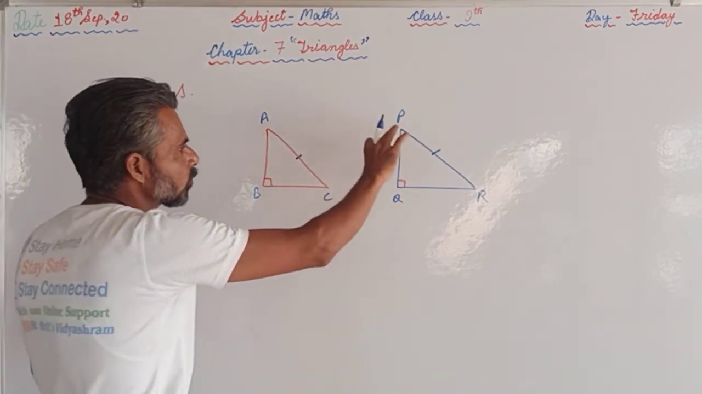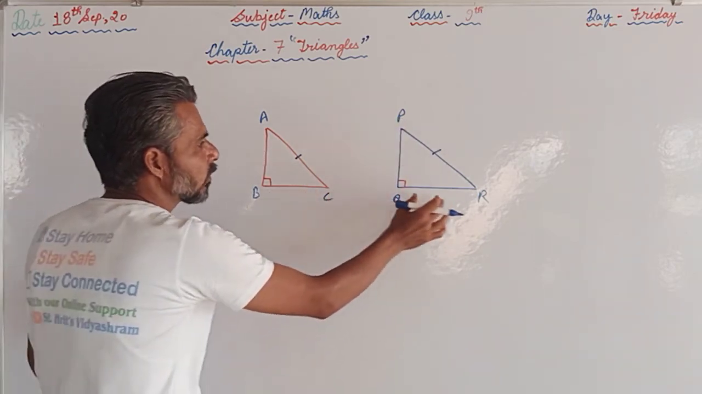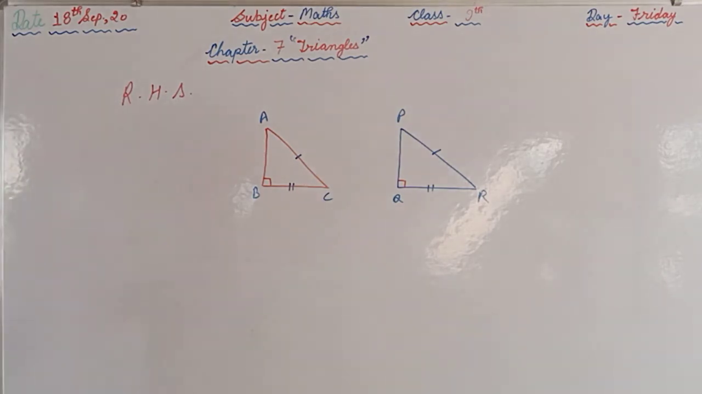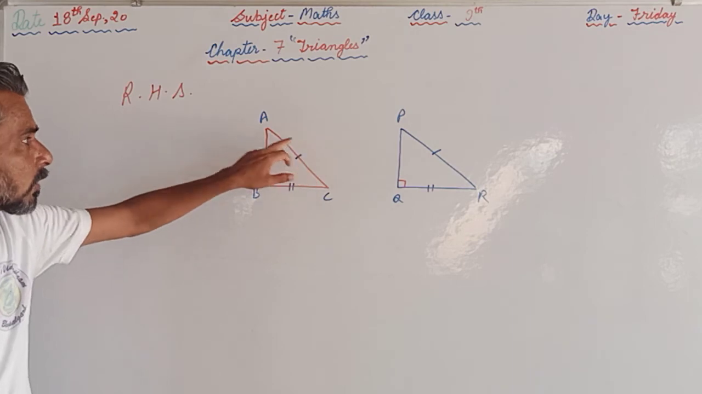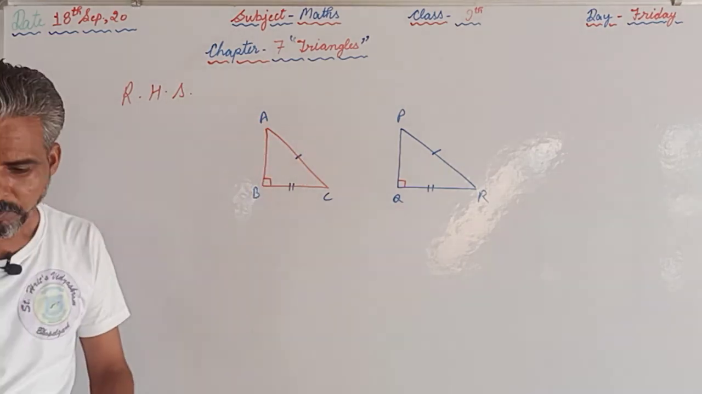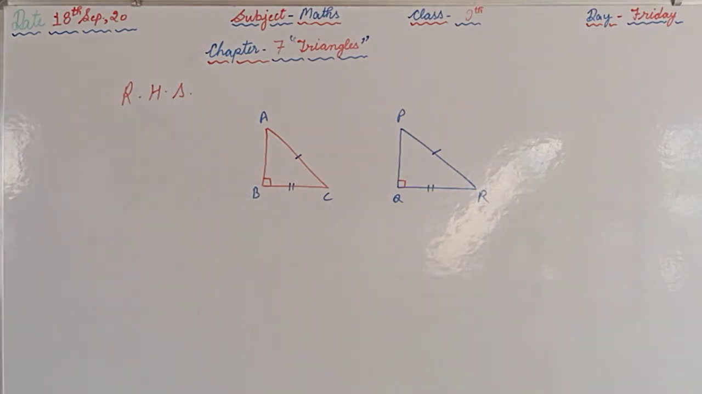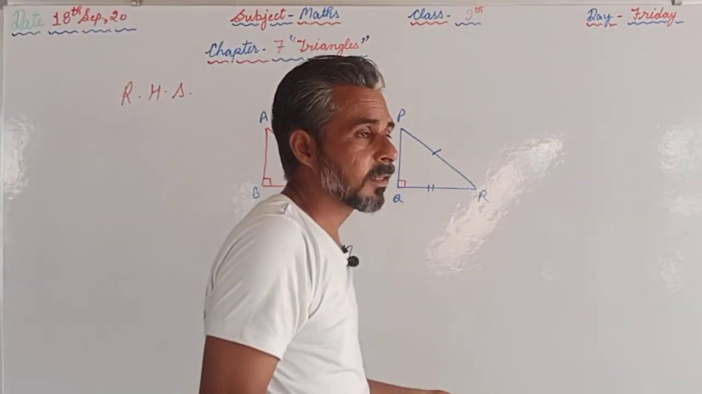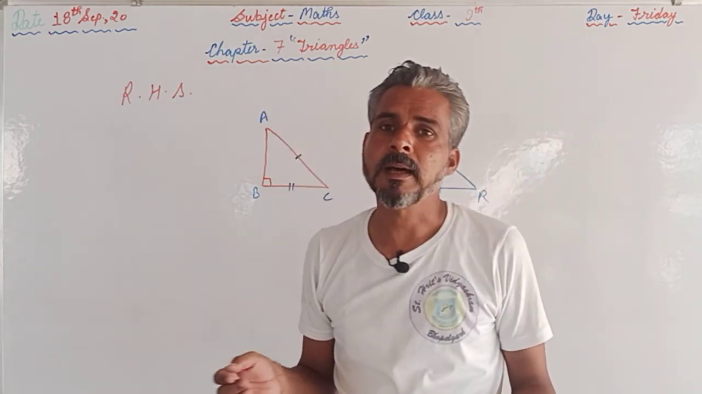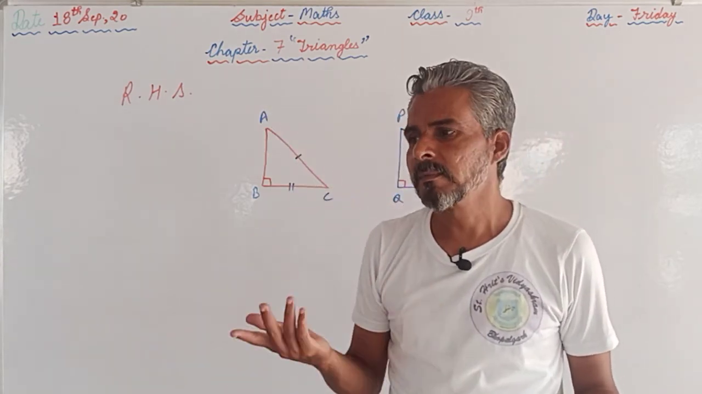If AB is equals to PQ or BC is equals to QR, then we can say these two triangles are congruent by RHS. Or if 90 degree angle, hypotenuse and this side was given, then again we can say the triangles are congruent by RHS. So, these are the criteria which are very important, because we are supposed to use all these criteria to show that the given triangles are congruent during this chapter.